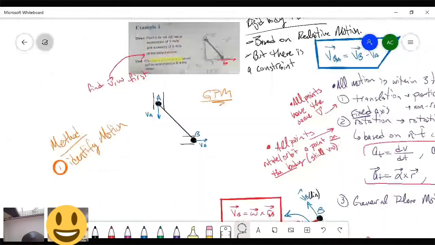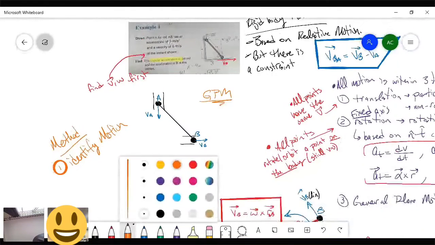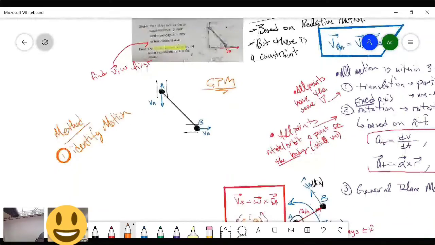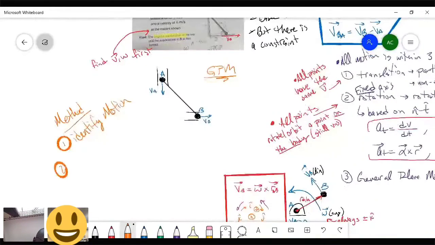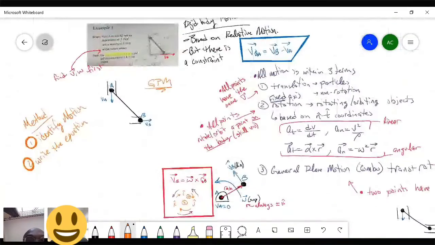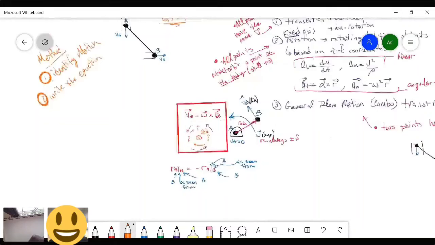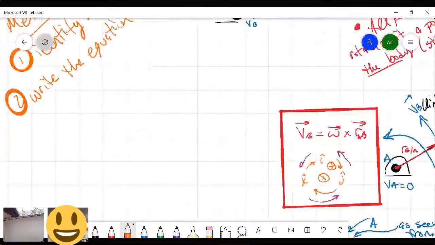All right. Step 2. Once you know the motion, you write down the equation of the motion. Write the equation. Okay. So translation, it's going to be everything you know. I'll just write the equations right here for you, so that way we're not doing too much work.